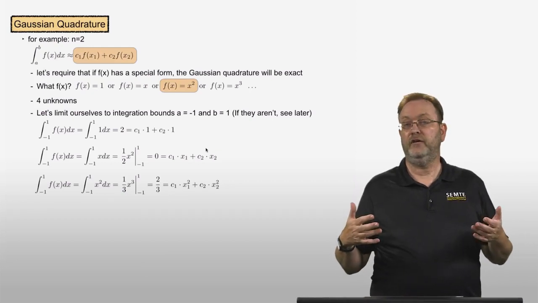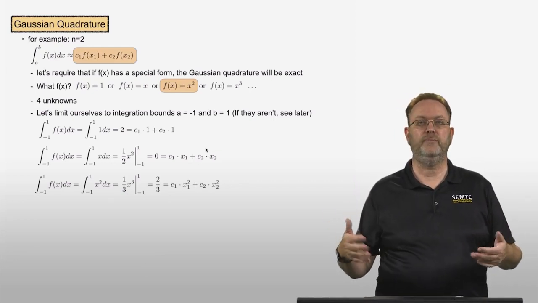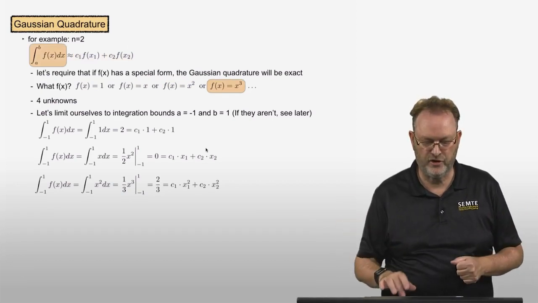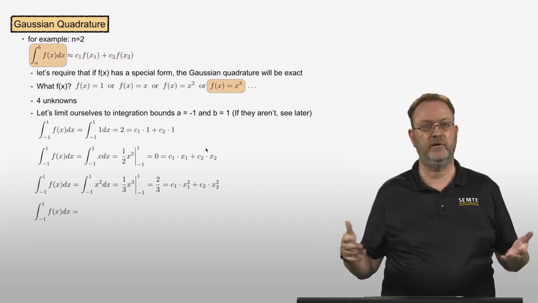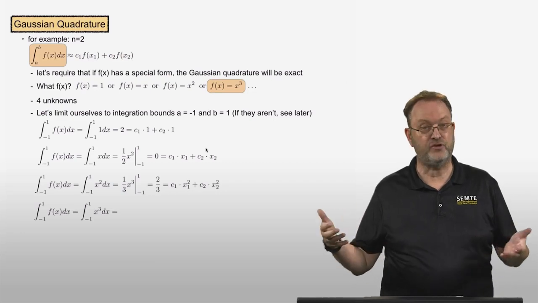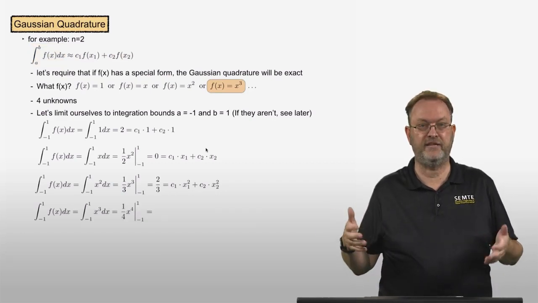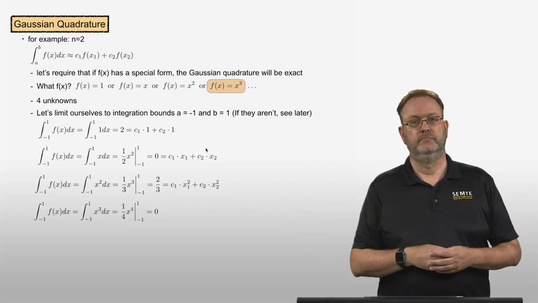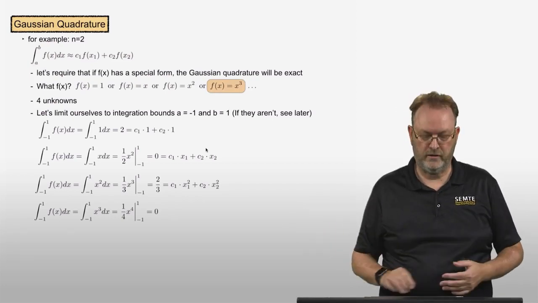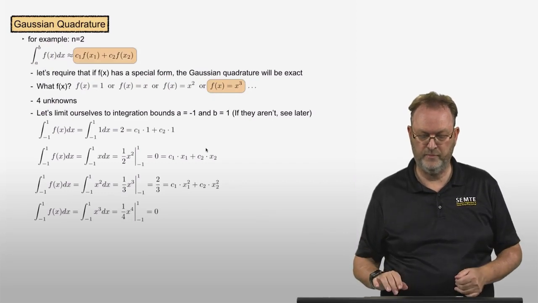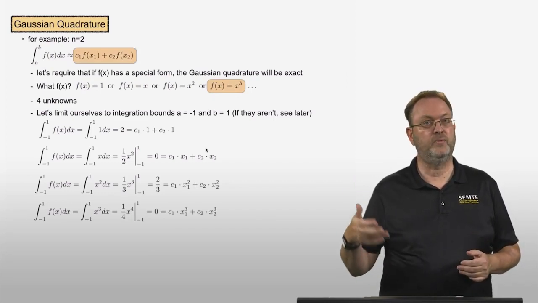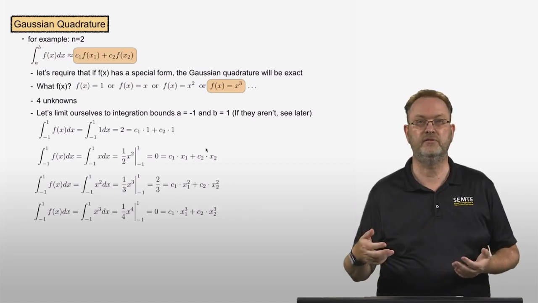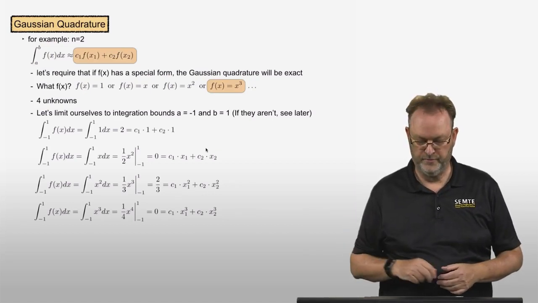So I can actually force my Gaussian quadrature to be exact for one more monomial. So it can be exact as well for x cubed. The integral from -1 to 1 of x cubed dx is 1/4 x to the power 4, and if we integrate that, that's 0. And that's what my Gaussian quadrature is supposed to give me. So that would be c1 times x1 cubed, because f of x is x cubed, plus c2 times x2 cubed.